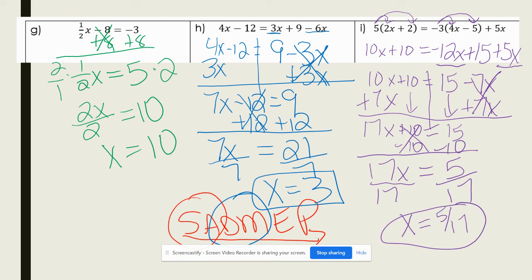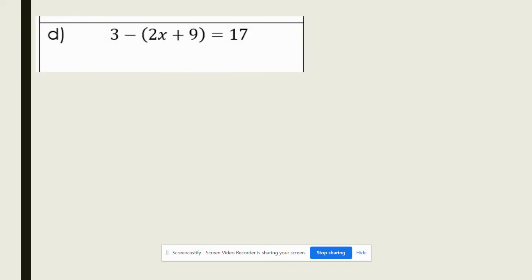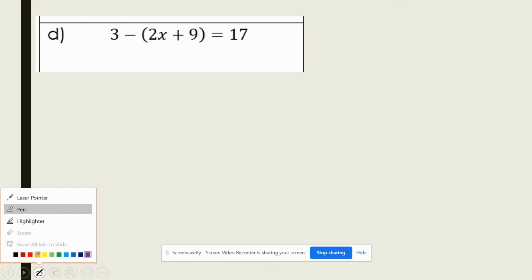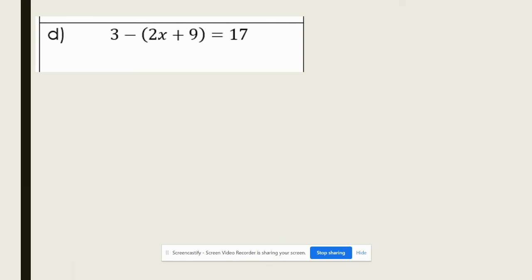I would love to do one more with you. So we're going to come down to the very bottom left side. We have 3 minus parentheses 2x plus 9 equals 17. So we do have parentheses, and we're like, well, wait a minute, I don't see anything actually in front of there. Well, that minus sign that's in front is really a negative 1. We are distributing a negative 1 to everything inside the parentheses. The 3 is not a part of that. We keep that 3 and bring it down.